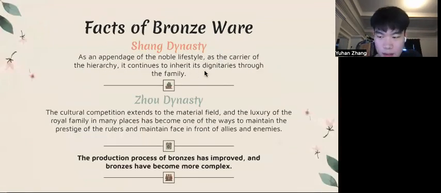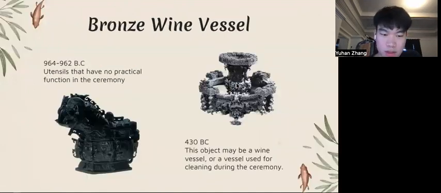The vessel on the left is closer to the curved texture of the ivory cup before, but adds some lines and retains the shape of an animal like a horse. The wine vessel on the right is much more complex and delicate, with a more complex production method.